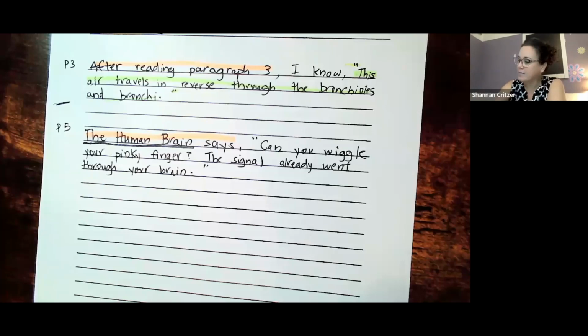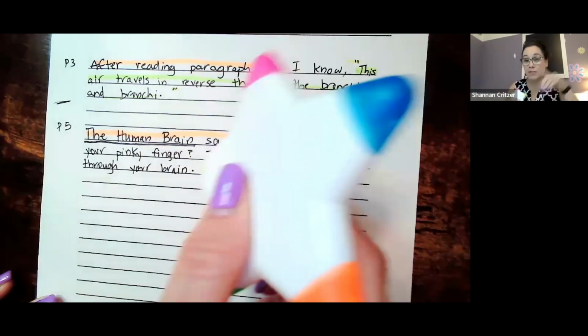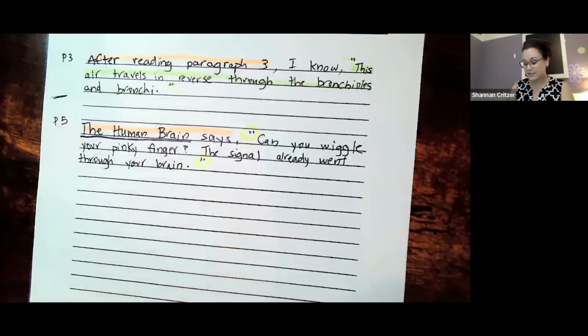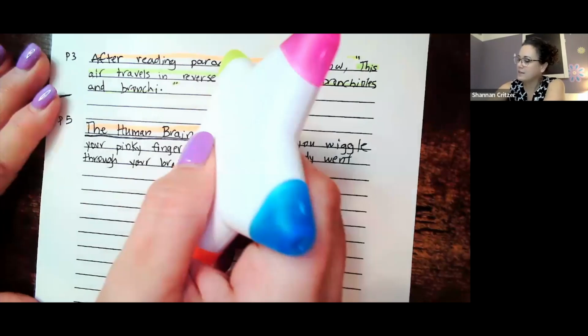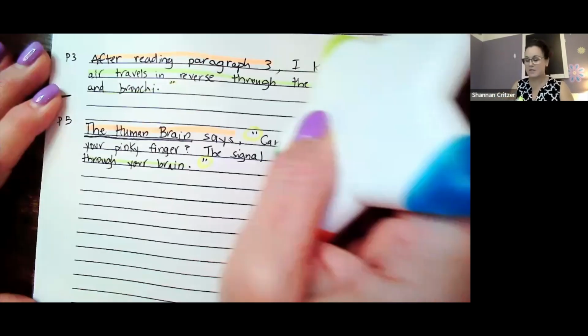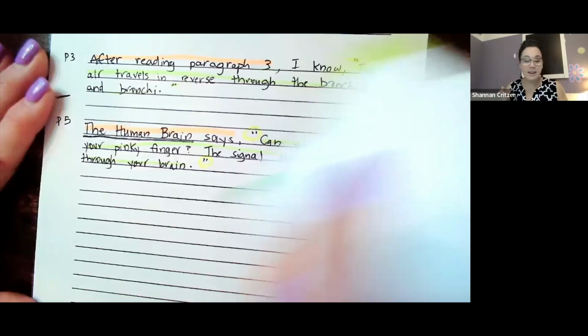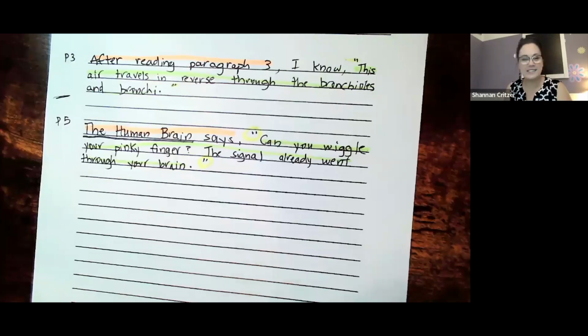Now I have my quotation marks. And remember, they are before and after the entire sentence, and in this case, two sentences, that I borrowed from the text. Can you wiggle your pinky finger? The signal already went through your brain.